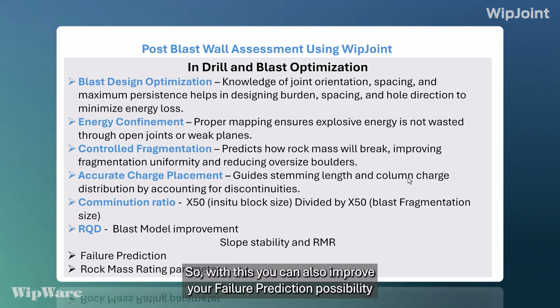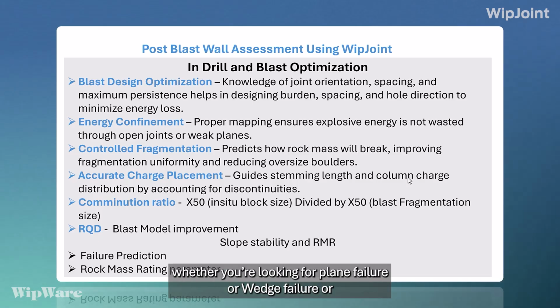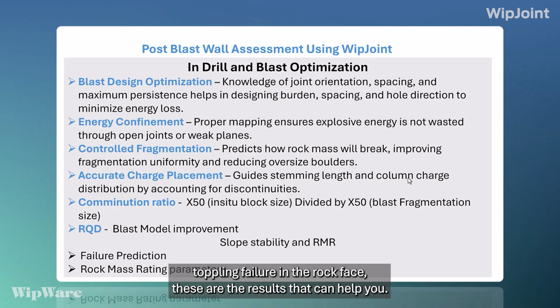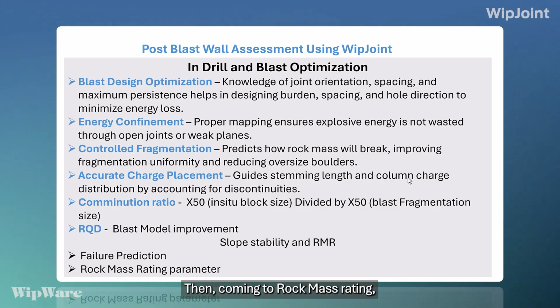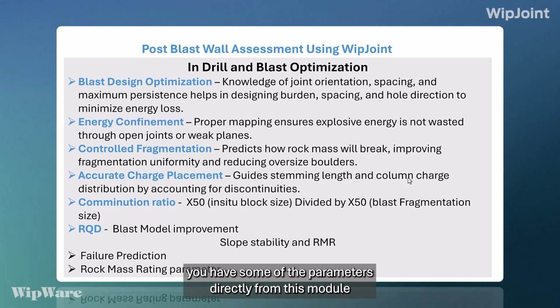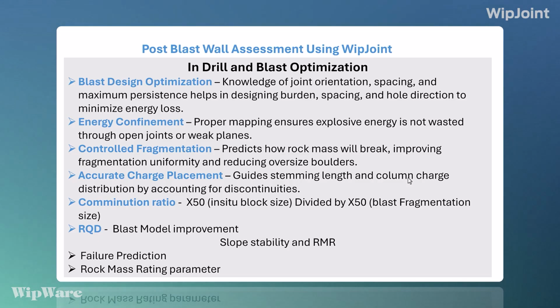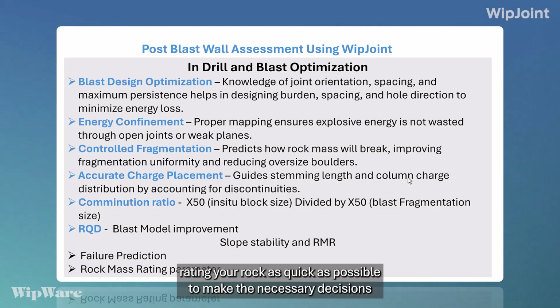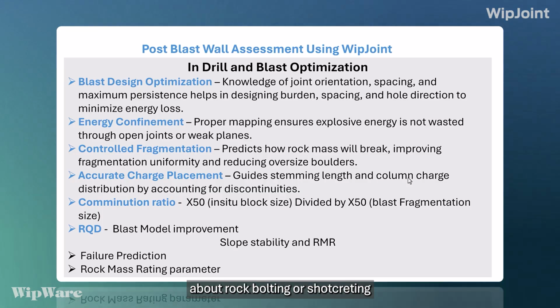With this, you can also improve your failure prediction, whether you're looking at plane failure, wedge failure, or toppling failure in the rock face. These are results that can help you. Then coming to rock mass rating, you have some of the parameters directly from this module, which will help you rate your rock as quickly as possible to make the necessary decisions about rock bolting or shotcreting in your optimization.